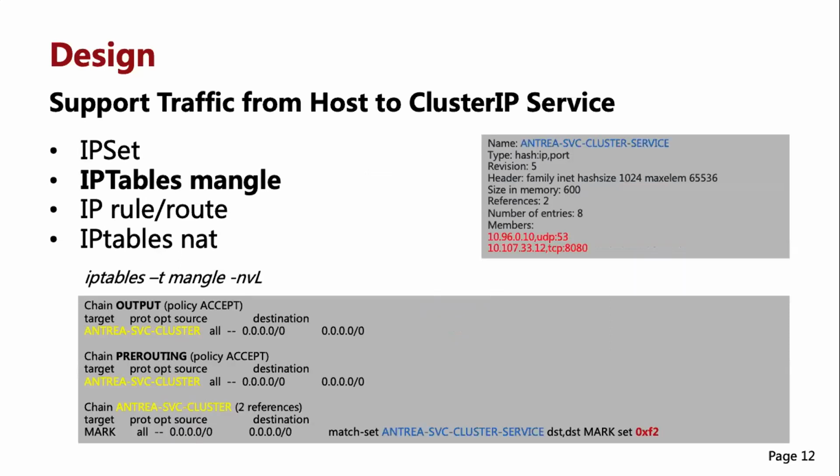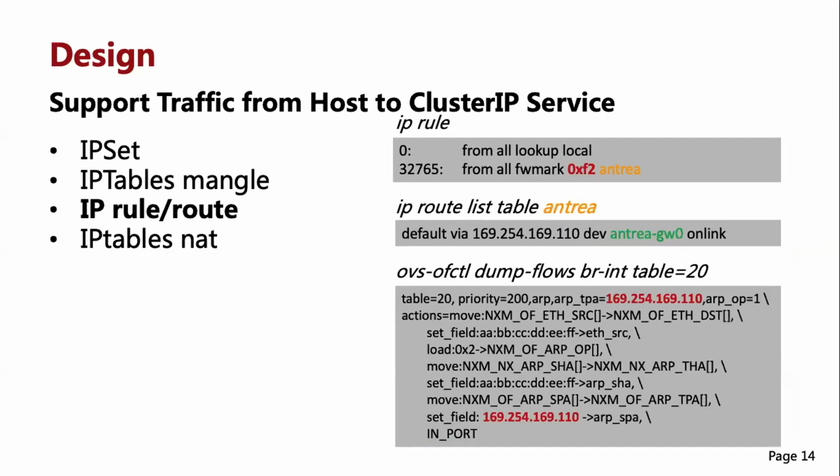In the mangle table of IP tables, we created a custom chain that marks packets matching the IP set just mentioned with mark 0xF2. The chain should be referenced in both output and pre-routing chains. We add an IP rule to make the traffic marked 0xF2 go to a specific routing table named Antrea that we added. The routing table of Antrea has only one default unlinked route, which forwards all traffic to entry GW0. The traffic will be processed by OVS pipeline later.